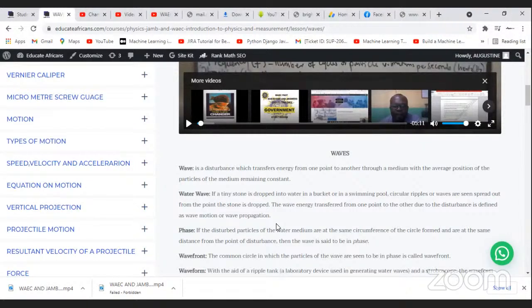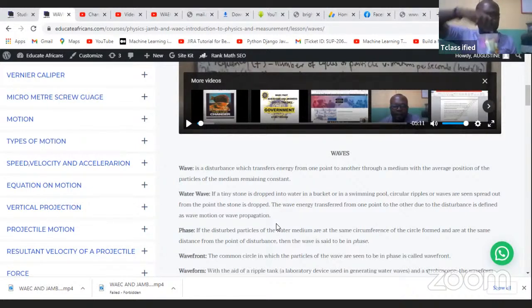Yes, sir. Okay, so if this is a bowl of water, you just drop a stone. You're going to see the water moving like this, out from the point where you dropped the stone. So that is what we call a wave in very simple terms. That's how you understand it. Once you drop the stone, this is the way the water moves, so it's making this sinusoidal movement.